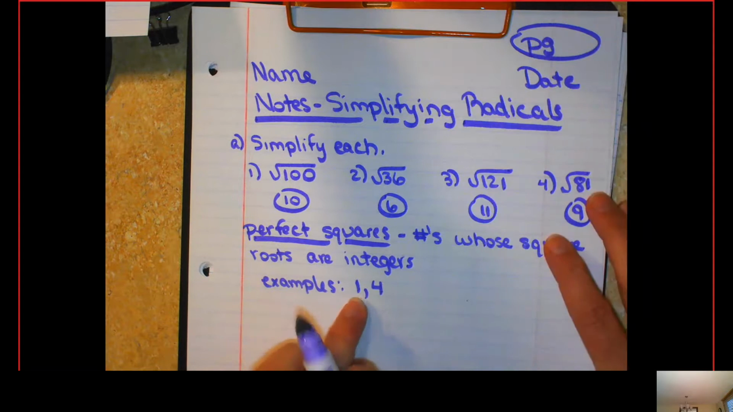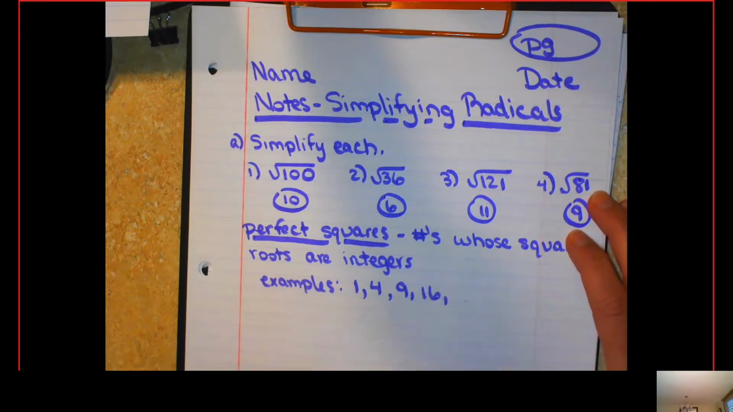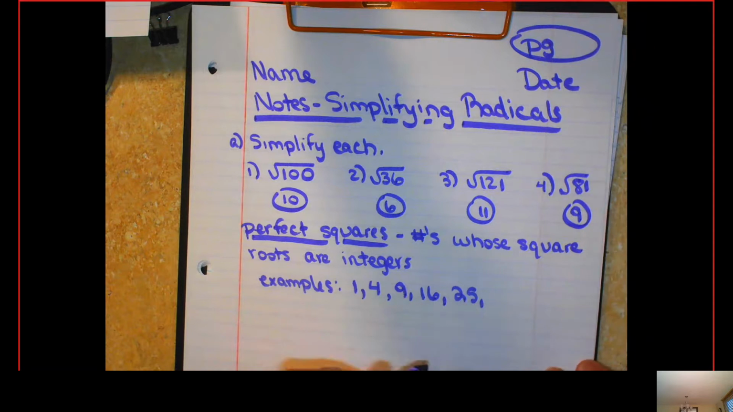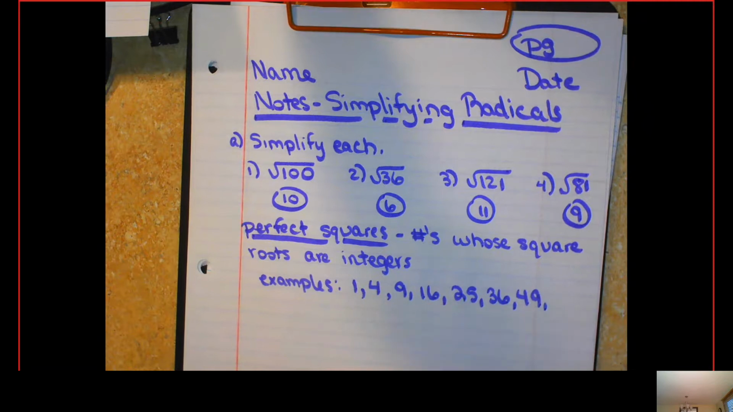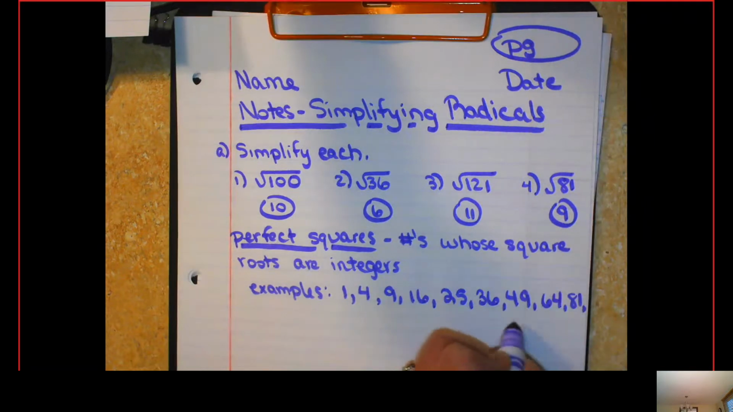So 1 times 1 is 1, 2 times 2 is 4, 3 times 3 is 9, 4 times 4 is 16, 5 times 5 is 25. You can probably keep going on your own. I'm going to go up to 100. 6 times 6 is 36. 7 times 7 is 49. 8 times 8 is 64. 9 times 9 is 81. And 10 times 10 is 100. And it keeps going forever. So when we're simplifying radicals, more than likely we'll be using these numbers to help us out.